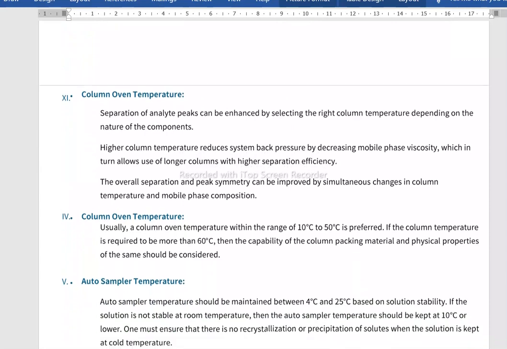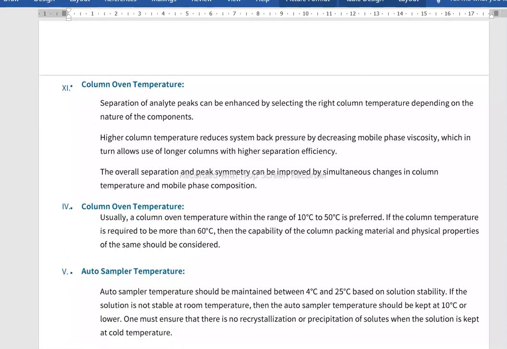Column oven temperature. Usually a column oven temperature within the range of 10 degrees to 50 degrees is preferred. If the column temperature is required to be more than 60 degrees, then the capability of the column packing material and the physical property of the same should be considered.